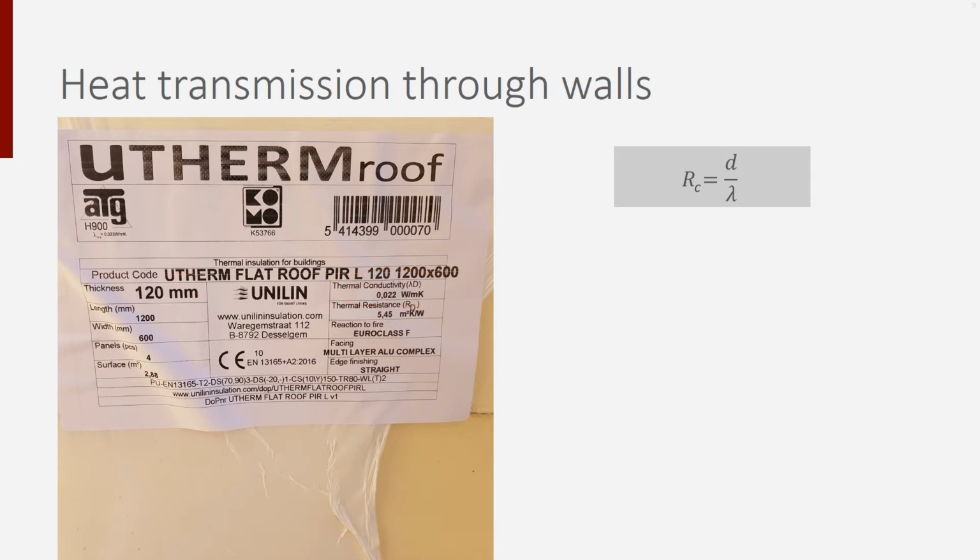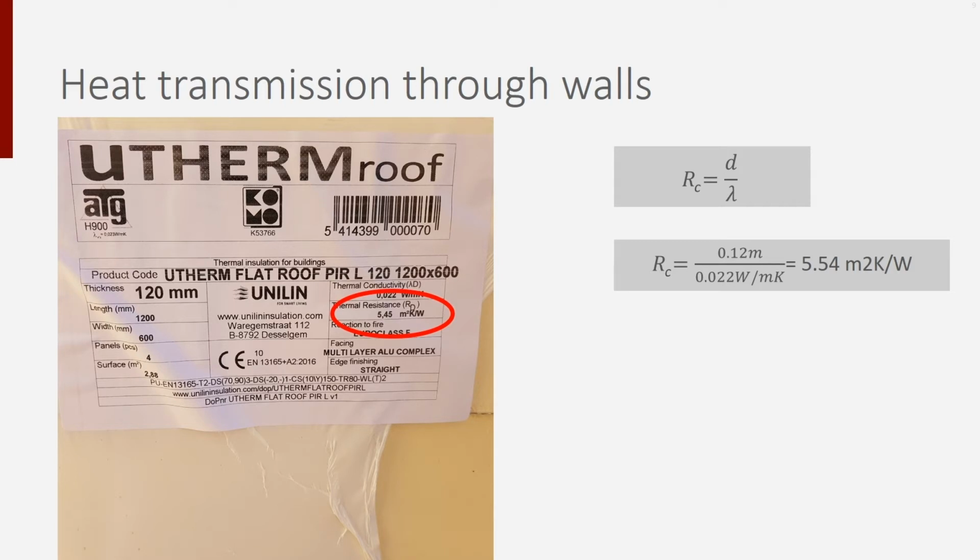Ready? We divide the thickness by the thermal conductivity and find a value of 5.54 square meter Kelvin per watt. This is also indicated on the label, as you can see here.